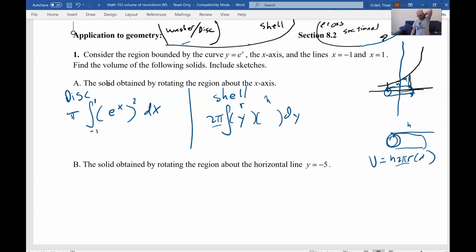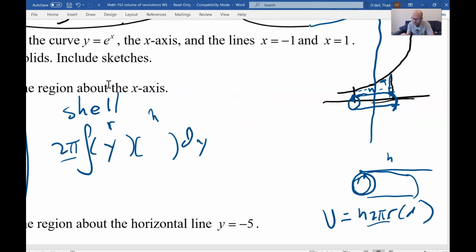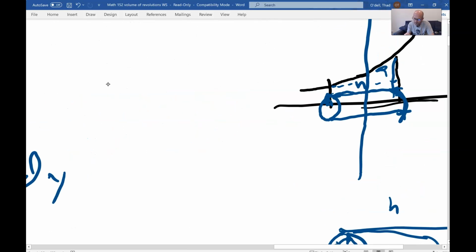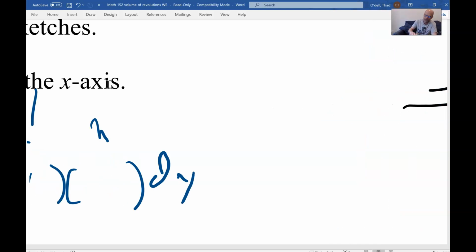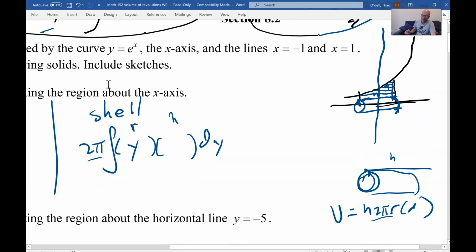And now here's where we see why we would not want to use the shell method here. Notice that for a while, the height is just 2, because it's going from -1 to 1. But at a certain point, right about there, to blow this up quite a bit, at that point right there, the height stops being 2 and becomes something else. It changes. See how it's getting smaller? The height is getting smaller as we go out. So in this case, I would have to use 2 integrals.